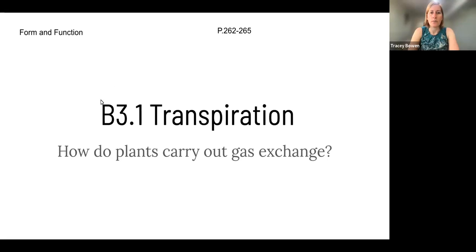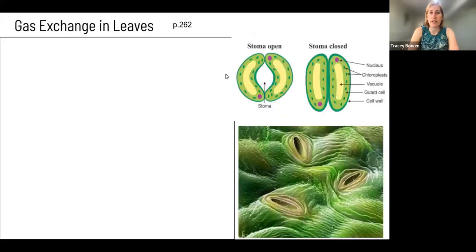So this is from B3.1, and we're going to be looking at transpiration, and we want to be thinking about how do plants carry out gas exchange. So what is their structure so that they're able to function and get the carbon dioxide that they need? So we're going to be looking at pages 262 to 265 for this.